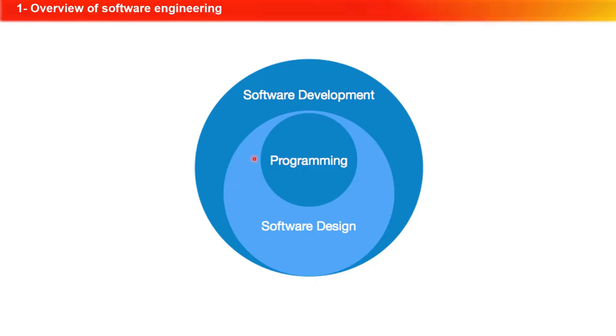Sometimes this is called an onion diagram. So we have here overall software development involves software design and programming here. So we can see how they are all really essential for one another and how they build on one another.